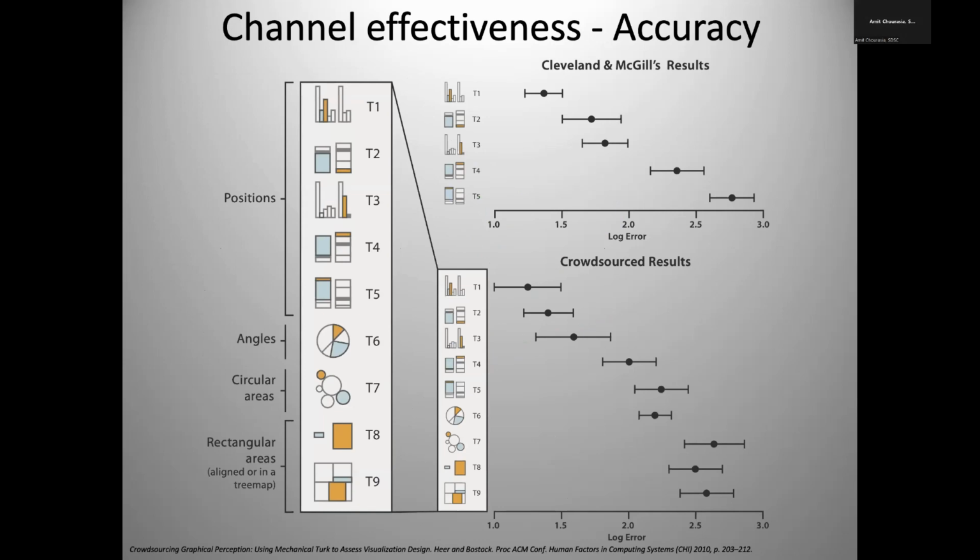There was a famous study done by Cleveland and McGill, which put out a set of charts and did a user study where people were asked to tell how big or small things are. They plotted out the errors, and they validated that length was the easiest one. People could judge positions fairly easily, followed by angles and circular areas, which are less accurate in judgment.